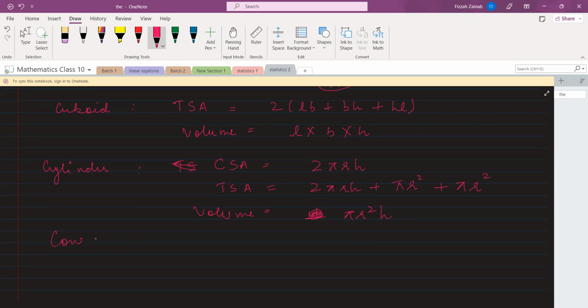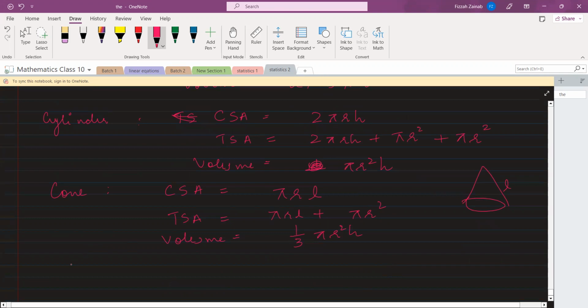Now you come to cone. So again, the curved surface area, if you want to find. What is the curved surface area of a cone? Remember that? Pi r into L. L is the slant height, right? This one, pi r L. Now total surface area, that means the curved surface area plus the base, pi r square. And then you have the volume, which is 1/3 of cylinder. So 1 upon 3 pi r square h.